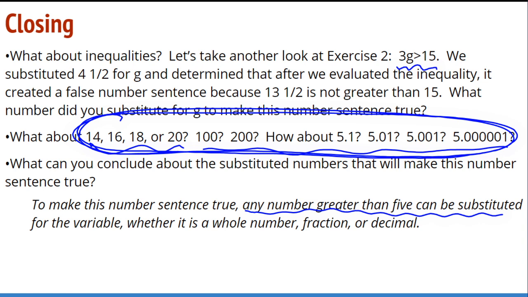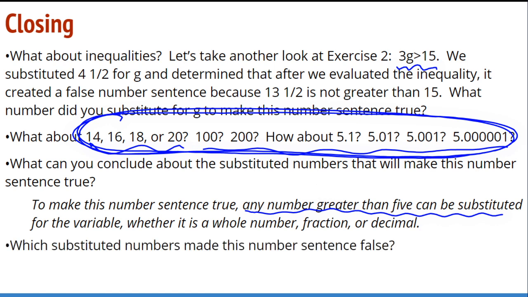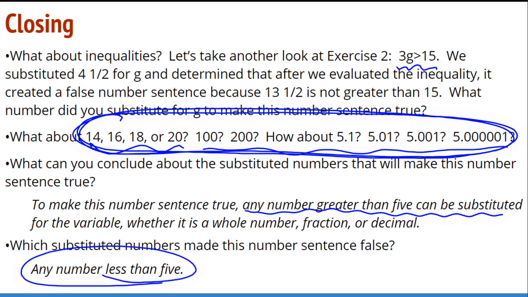So on the last example that we looked at, exercise 1, there was only one number that made the statement true. Here we have a situation where we have a whole bunch of numbers, an infinite number of numbers. As long as it's greater than 5, the number sentence would be true. And if we were picking anything, what makes it false? If we were picking anything equal to 5 or less than 5, it would be false. And that should say any number less than or equal to 5.